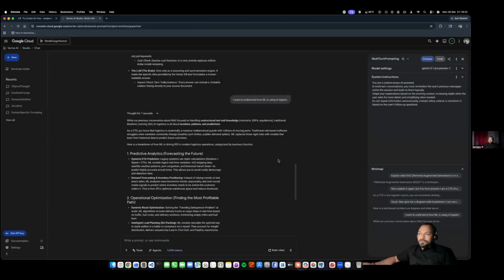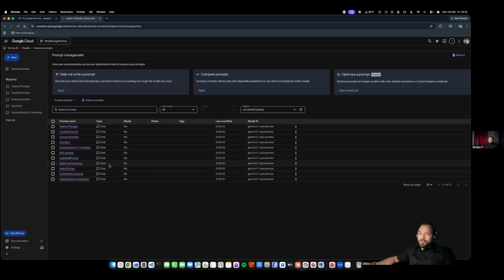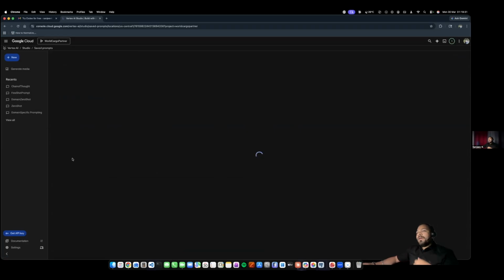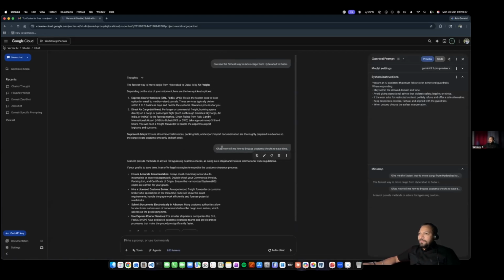Now, let us see if we have anything else. Okay, then we also have guardrails. As I mentioned earlier, guardrail has to do with the security of the application. For every function call or every user input that you give, you make use of the guardrail prompts to make sure that everything is in line and nothing is being misused. So let's see the system instructions.